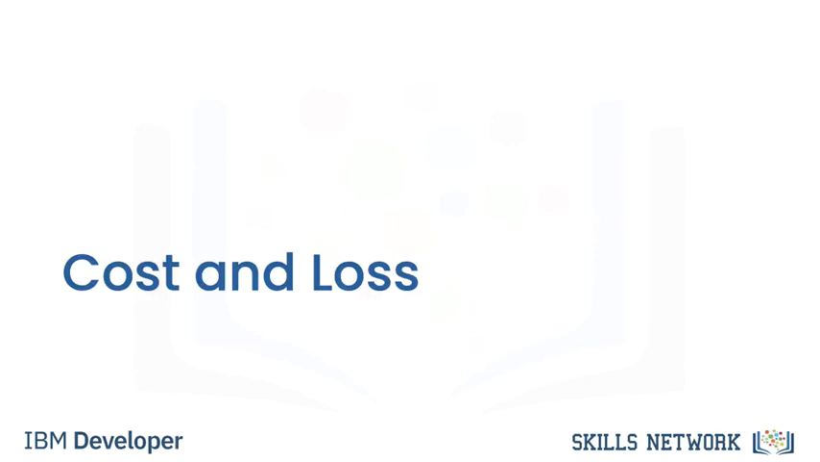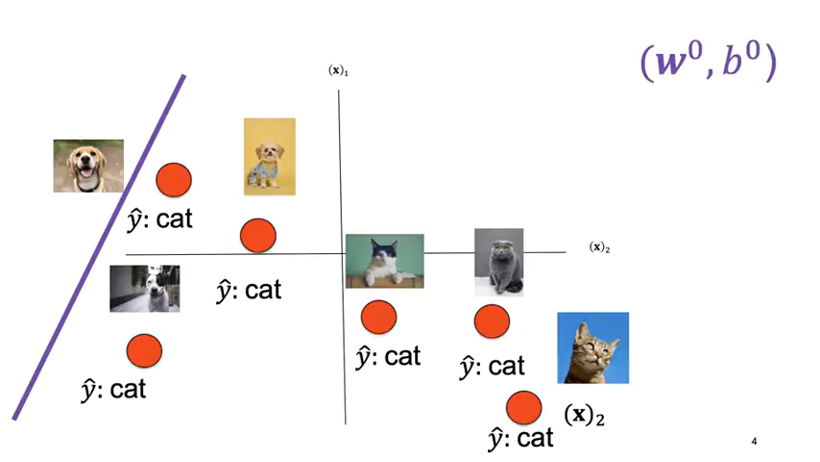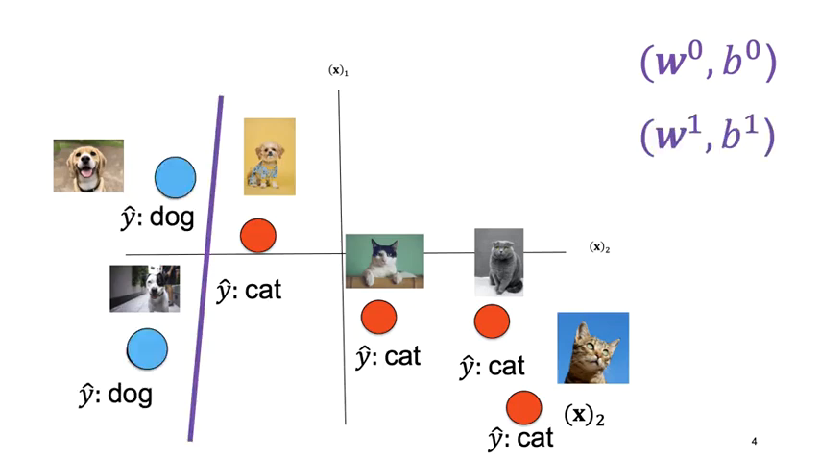Cost and loss. Training is where you find the best learnable parameters of the decision boundary. In this case, we will randomly select a set of learnable parameters W and B. The superscript is the guess number. In this case, the decision boundary does a horrible job as it classifies all the images as cats. The second decision boundary does better. Finally, this decision boundary performs the best.